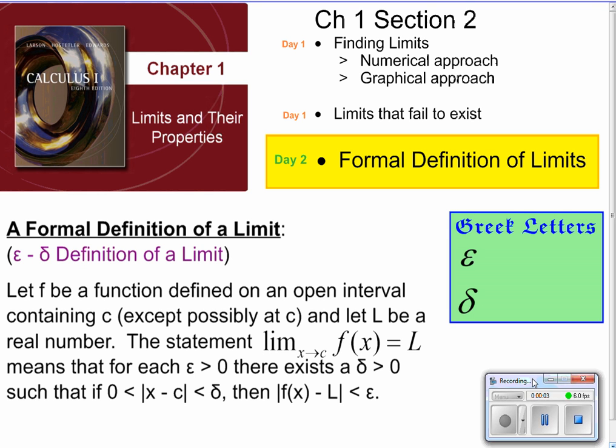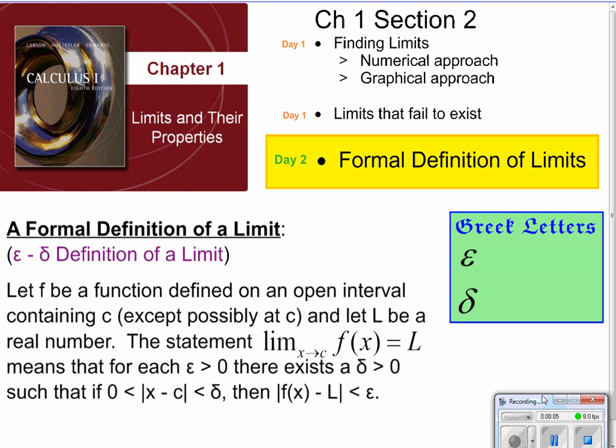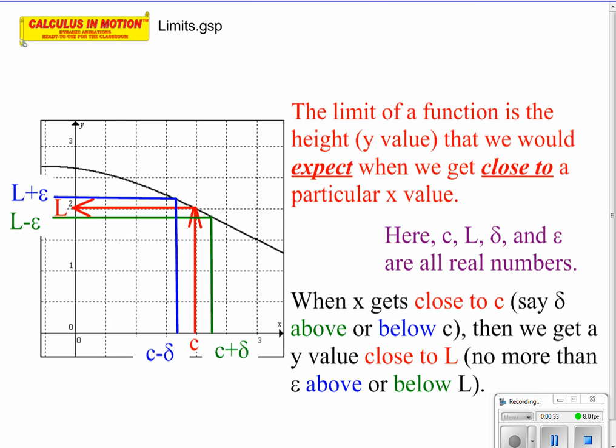Good afternoon. Looking at Chapter 1, Section 2 for Calc AB. We're continuing on with the notion of limits, only today we're really going to look at the formal definition of limits. This will involve two Greek characters, epsilon and delta. These are the lowercase versions of the Greek symbols epsilon and delta. We're going to get into the formal definition, which is written here, but I also have it a little bit later, so let's just keep moving forward.